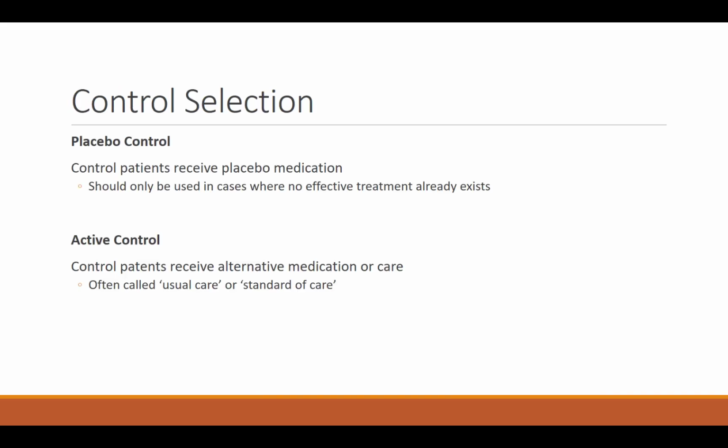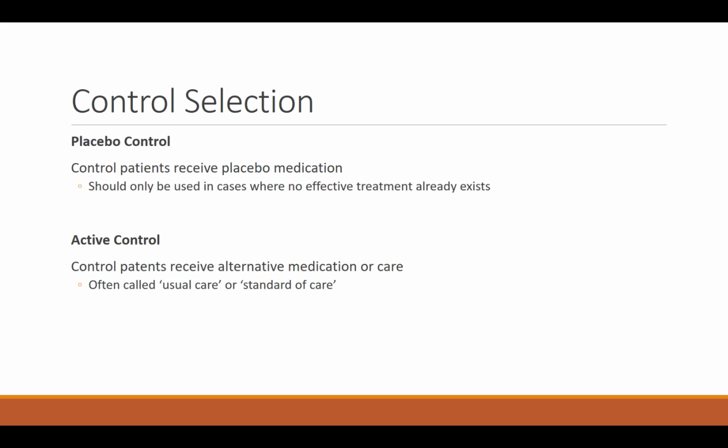Another slide that should be reviewed for us at this point is control selection, and there are 2 main methods of using controls in RCTs. One is using a placebo medication as a control, in which control patients receive a placebo, and this should really only be used in cases where there's no effective treatment that already exists. Otherwise, it's unethical to give a placebo. We should be using best current care. In that case, it's an active control.